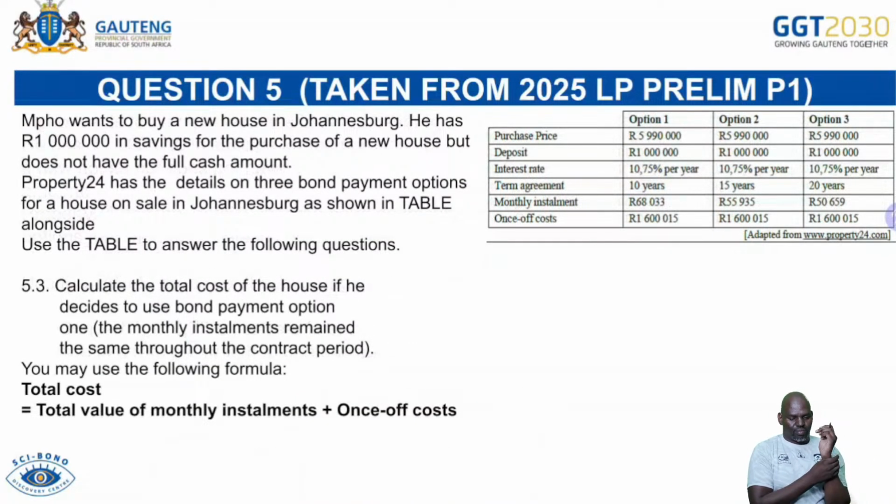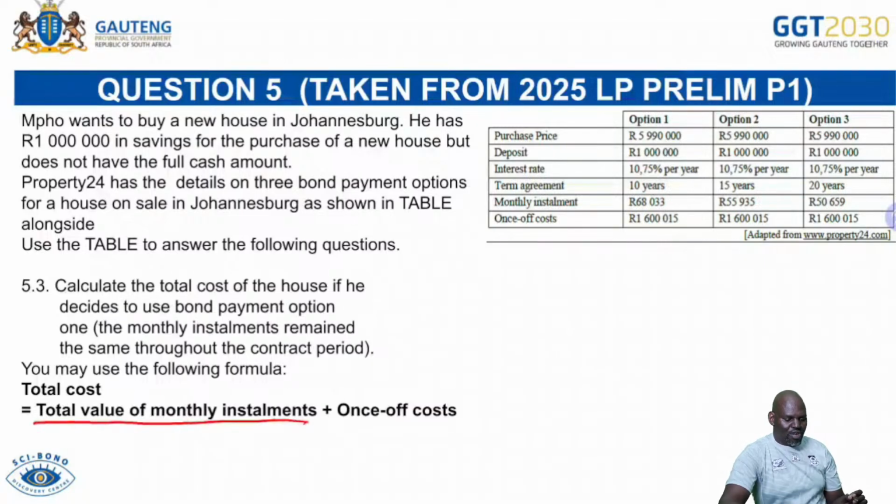5.3. Calculate the total cost of the house if he decides to use bond payment option 1. The monthly installments remain the same throughout the contract period. You may use the following formula: the total value of monthly installments plus once-off costs.